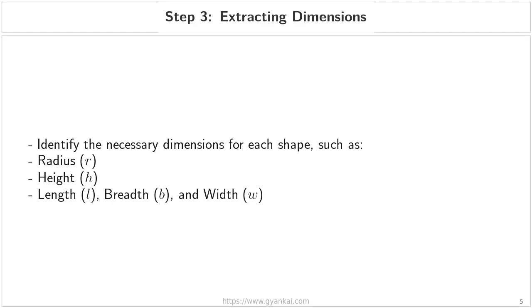Step 3. Extracting dimensions. Now that we have identified our individual shapes in the previous step, we move on to Step 3, which is extracting dimensions. This is a crucial part of the process where we hunt for the specific measurements needed to plug into our formulas. You'll need to look closely at each shape to find values such as the radius, represented by the letter R, the height, represented by the letter H, or, for rectangular shapes, the length, breadth, and width, which we denote as L, B, and W.